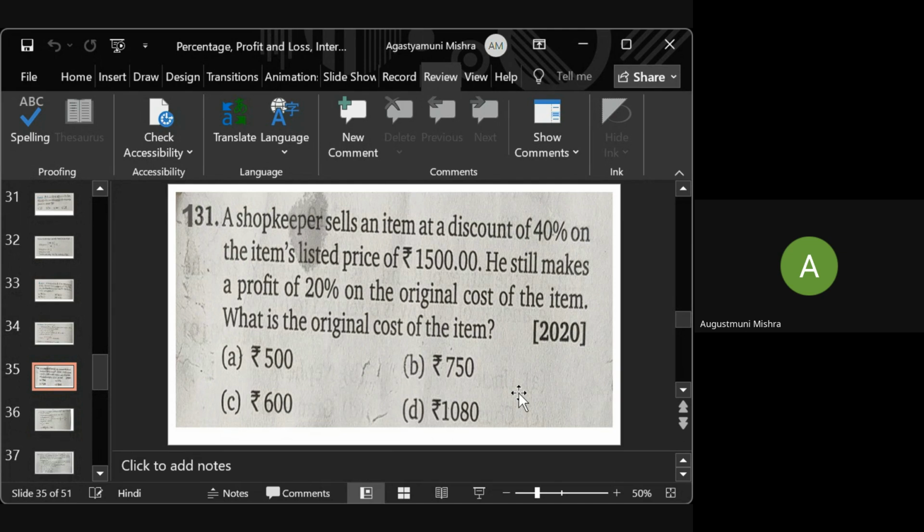Now this is another question. UGC NET question. Can just start solving.